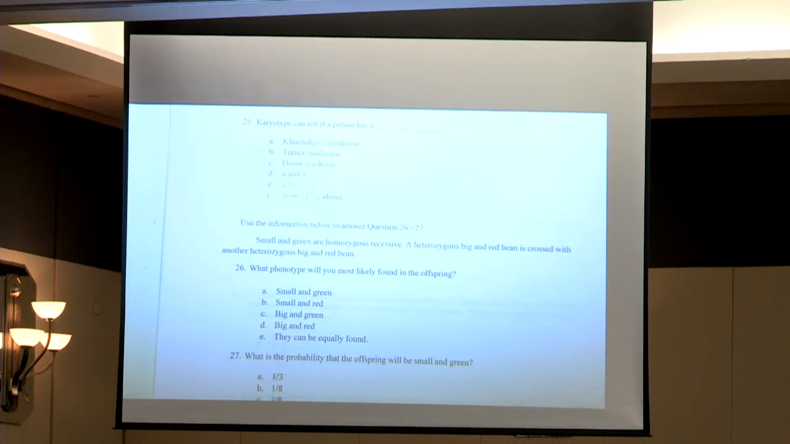Okay, so now, a karyotype can tell if a person has which of the following. What is a karyotype? It's the figure that includes all of the chromosomes for that person, right? So what can we tell about this if we look at the first one, Klinefelter? What is Klinefelter syndrome?